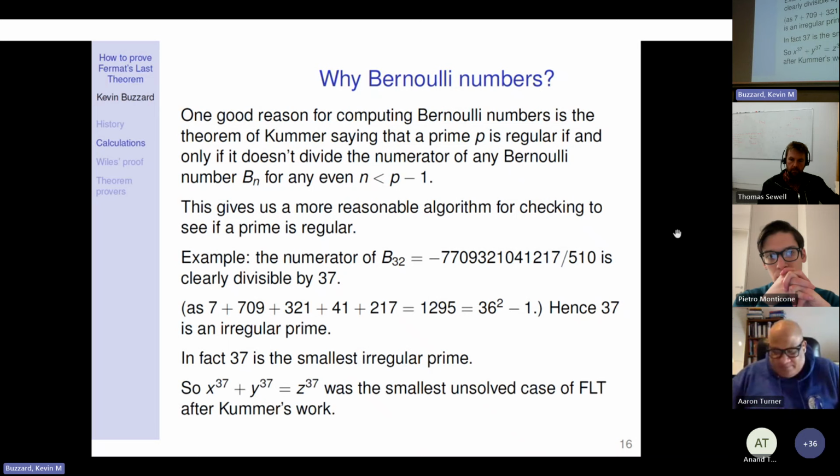which means that by 1850, Kummer had realized that he could prove Fermat's last theorem for all n less than 37. So this was the smallest unsolved case of Fermat's last theorem after Kummer's work. And I should say, actually, there's people in the room I'm in that were involved with the Lean formalisation of Kummer's theorem. We have Fermat's last theorem for regular primes formalised in Lean now.